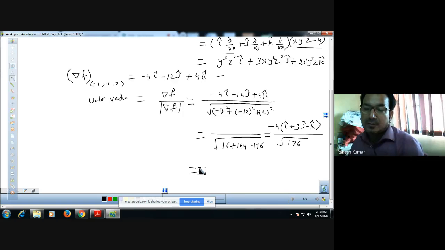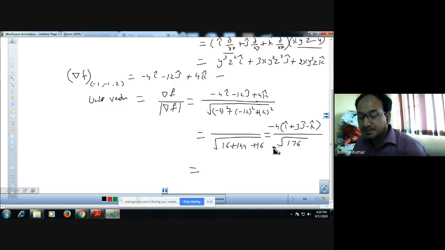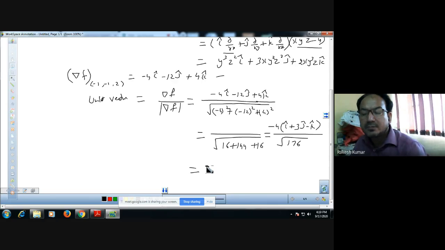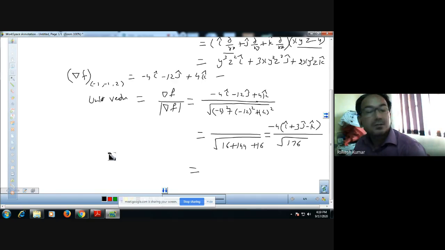And you just need to calculate the square root of the term. If you remember, you want to find the square root of this term. It should come out to be 4 fours are 16 and 4 fours are 16.